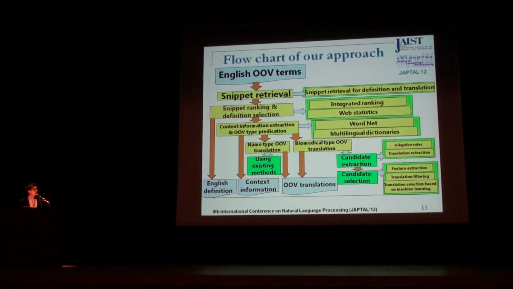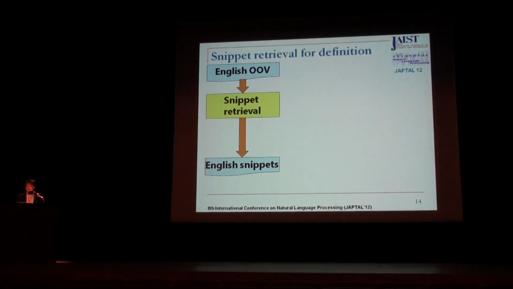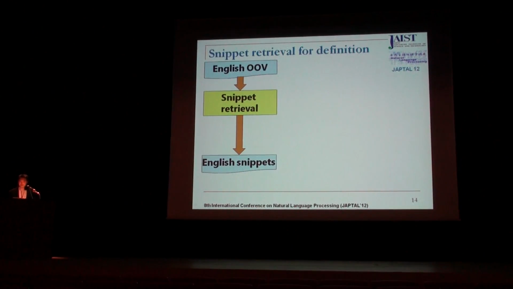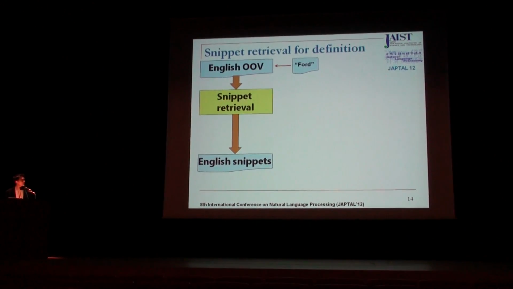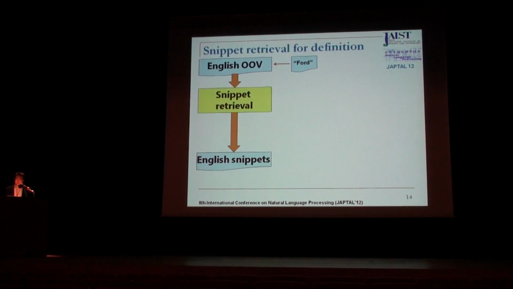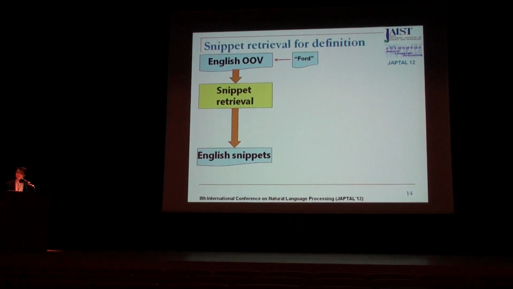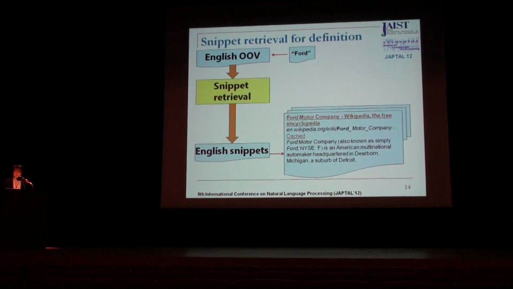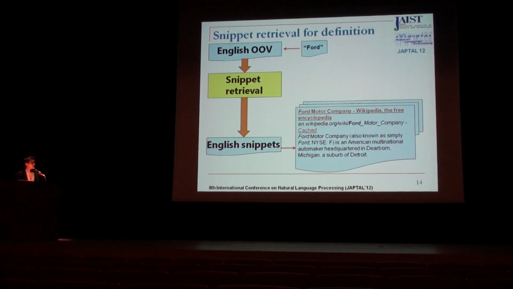So let me begin with the first step, snippet retrieval for the definitions. Let us illustrate it with a simple example. For example, the input is an OOV term. The snippet retrieval simply queries the search engine. For example, here is Ford, and we will retrieve the English snippets, for example, Ford.